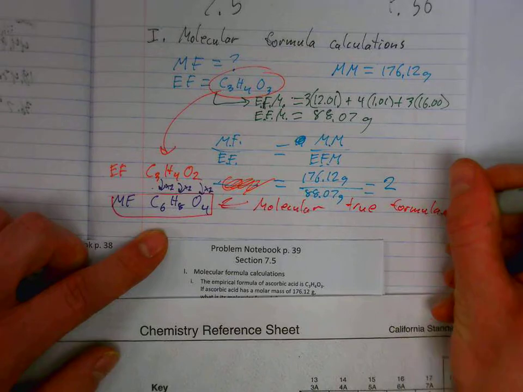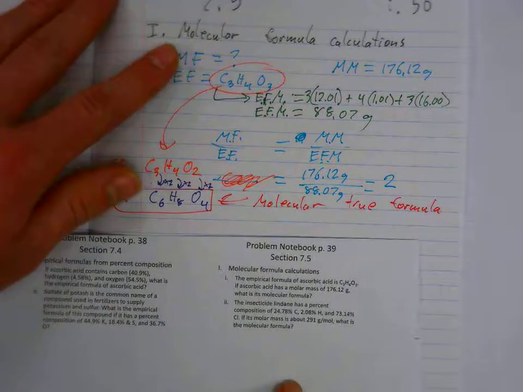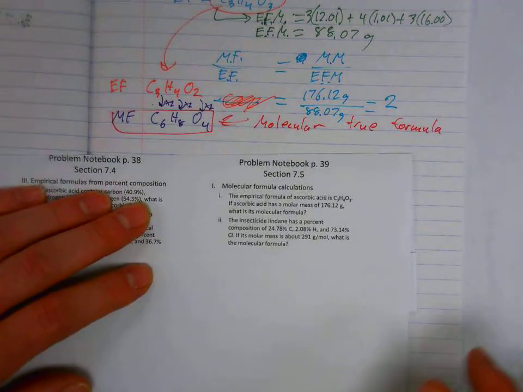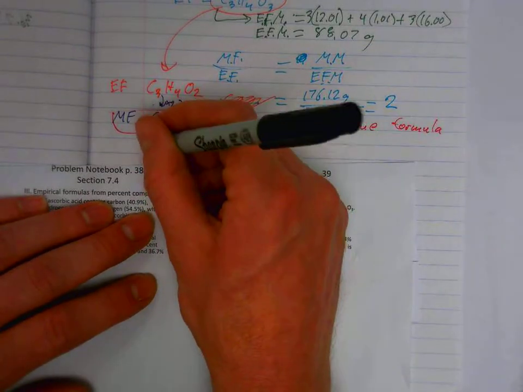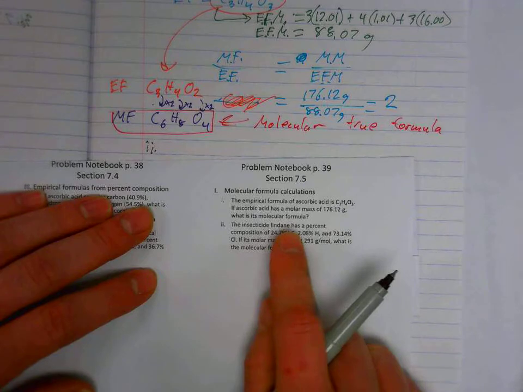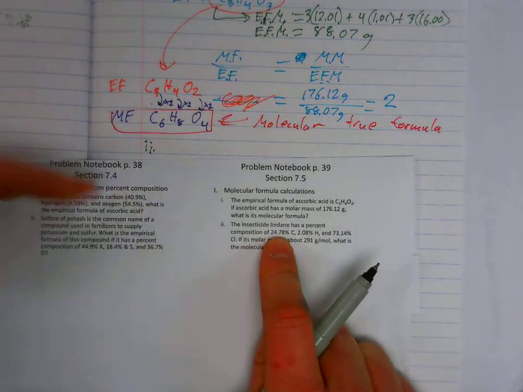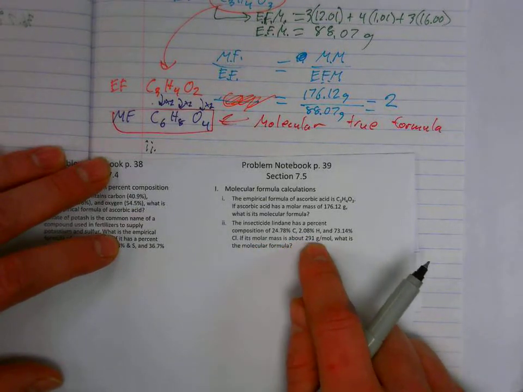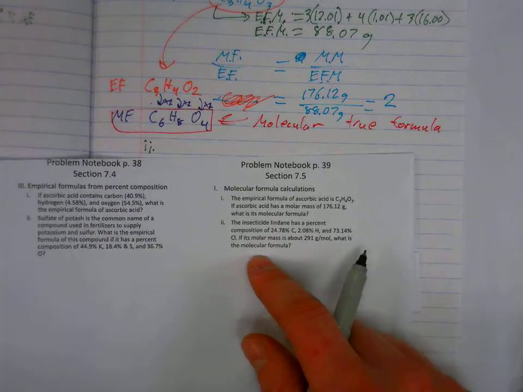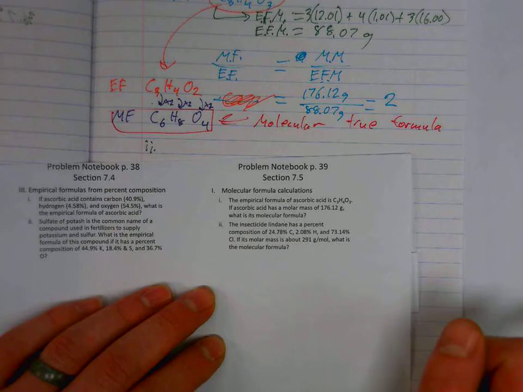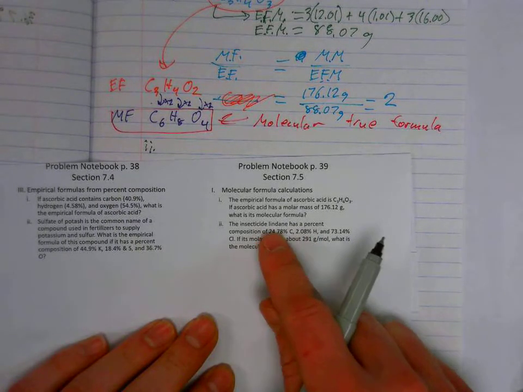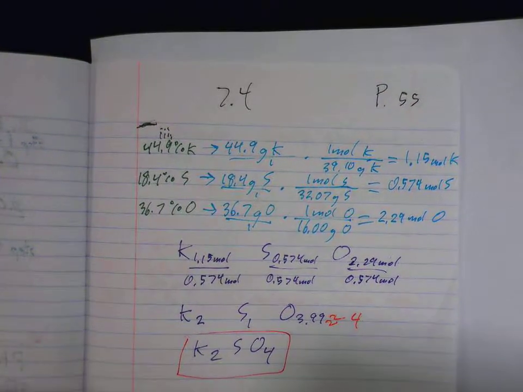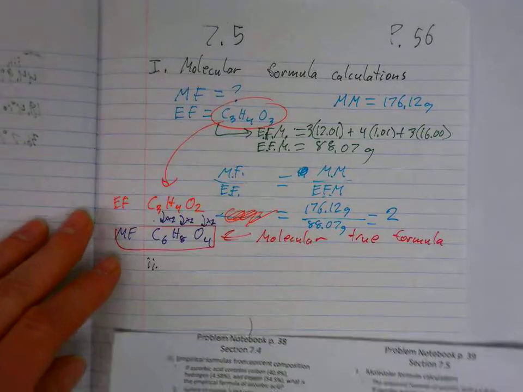Now sometimes we might have problems where we combine what we did yesterday with empirical formula calculations with a molecular formula problem. Let's look at number 2. The insecticide lindane has a percent composition of 24.78% carbon, 2.08% hydrogen, and 73.14% chlorine. If its molar mass is about 291 grams per mole, what is the molecular formula? We go through a process like yesterday, figure out the empirical formula, and then follow up with the process we just saw.